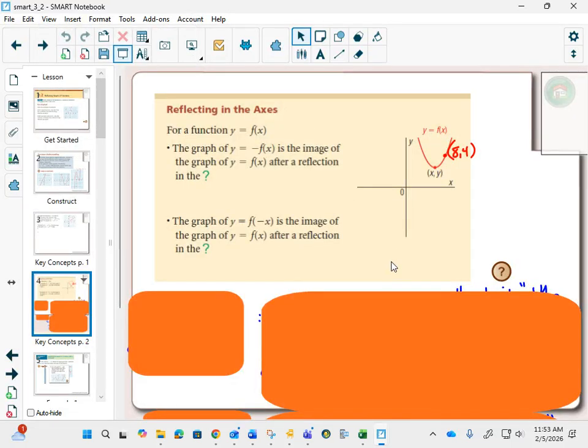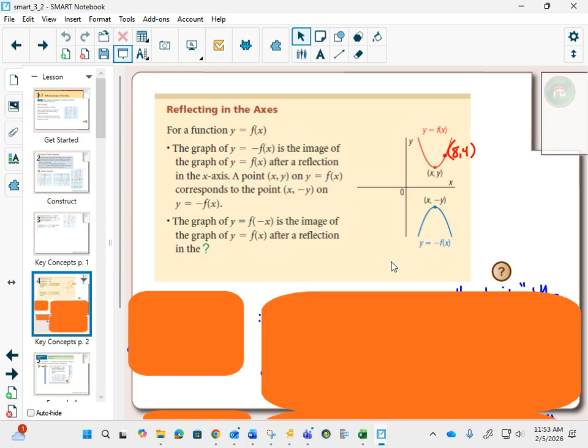And just like translating, sometimes things are going to be inside the function, sometimes outside the function. If a negative sign is outside of the function, as it is in this first one, see how that negative is outside of that function? That's going to affect things vertically. Everything outside affects the y, everything outside affects vertically. So it will reflect it vertically down.